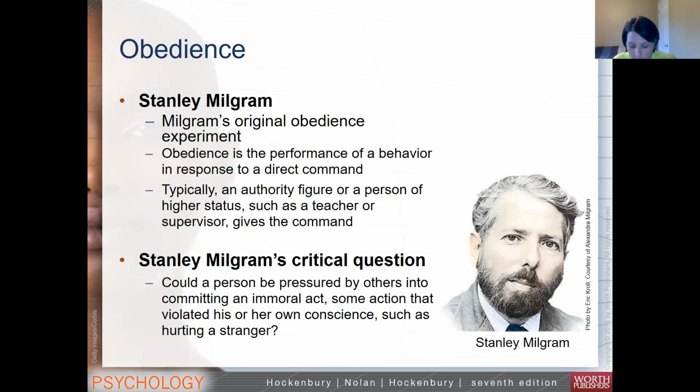And so when the idea of obedience came around, and looking at different studies to measure obedience, Stanley Milgram was a proponent in this type of research, and he did a very, very famous obedience experiment to see, can people be pressured into committing an act that they find immoral, something that violates their own conscience and actually hurts somebody. And we're going to talk about where this idea of conformity, obedience, and social psychological research came from at the end.